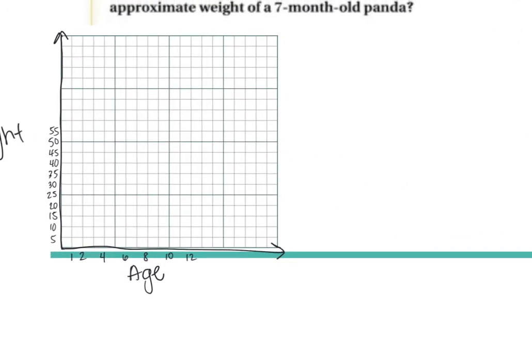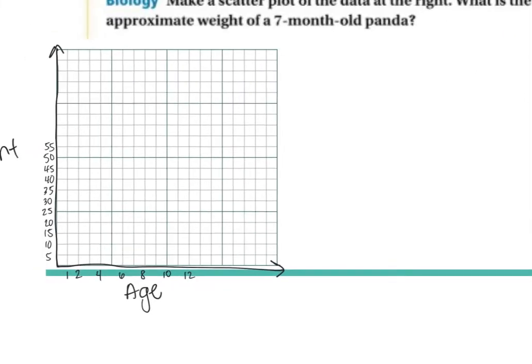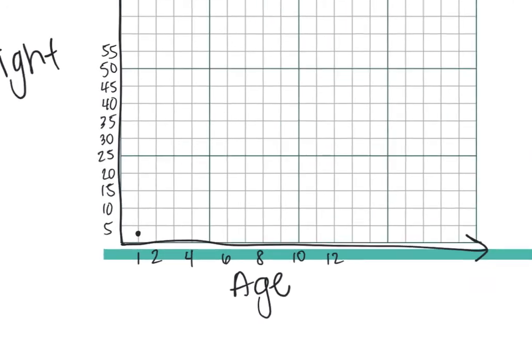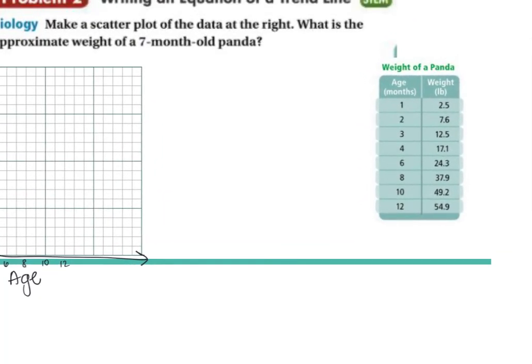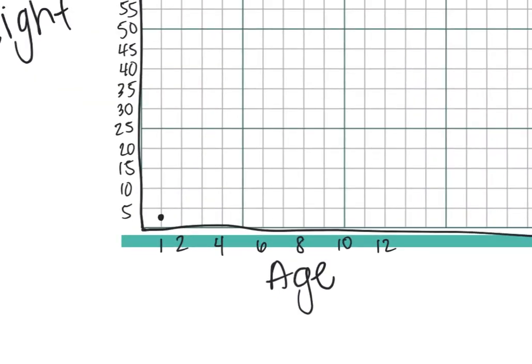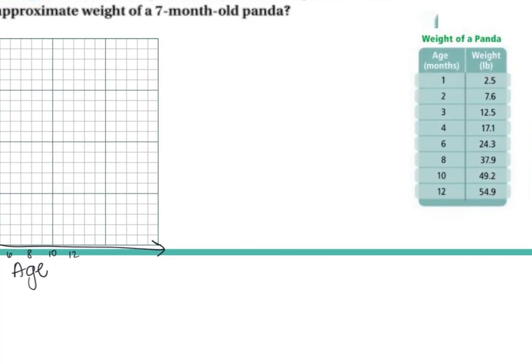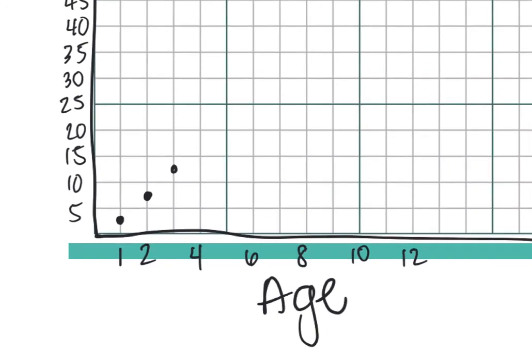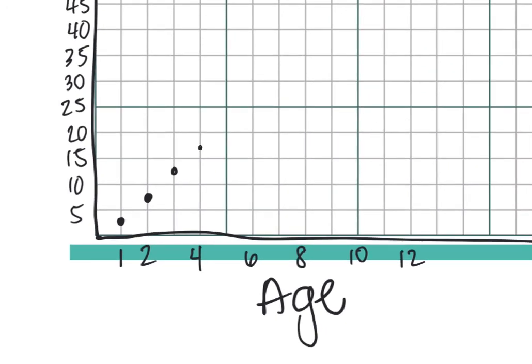Okay, and at the age of 1 month old, they are 2.5 pounds. So at 1, we're going to go right here. This is 2.5. At the age of 2 months, they are 7.6, so just above 5, between 5 and 10. There we go. At 3 months old, they are at 12.5, which is above 10 but less than 15. Right here. At 4, they are 17.1. That's going to be right here, above 15.